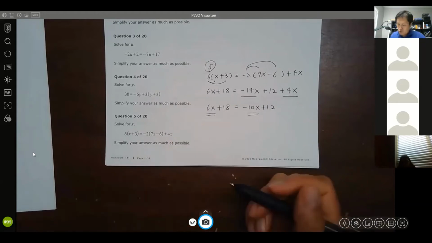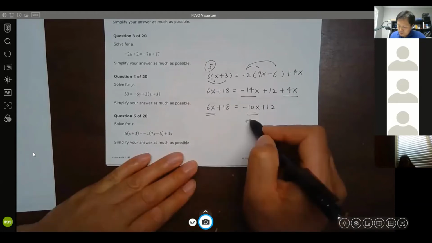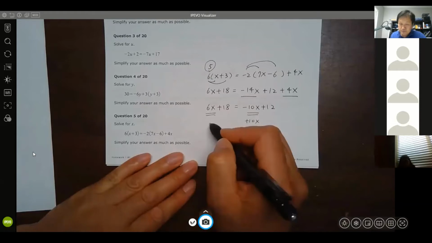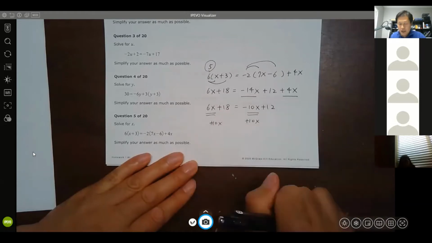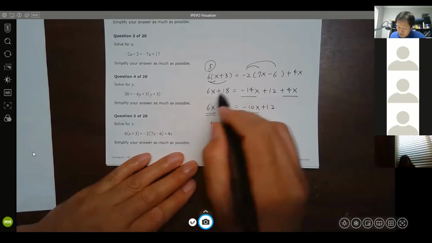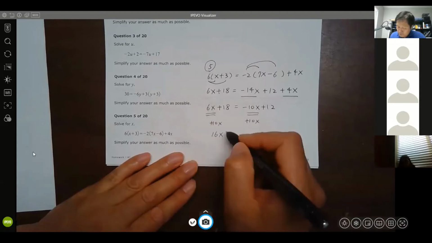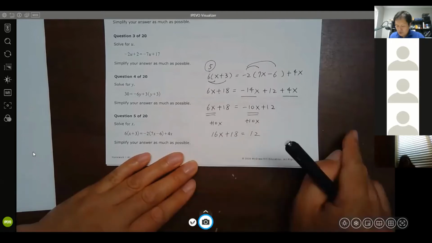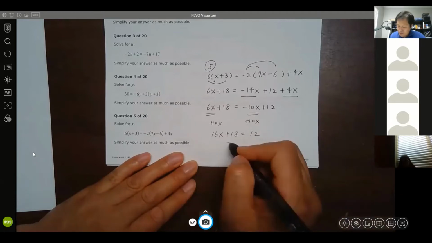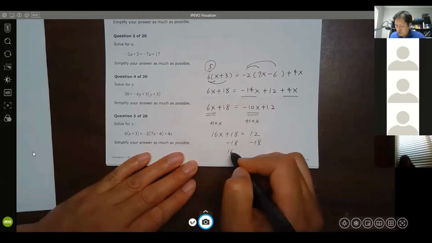So you will have to do plus 10x on both sides. I want no x on the right. Let me do it step by step in case some of you get confused. No x, I want it on the right. So you have to do minus 18 on both sides. 16x equals minus 6.